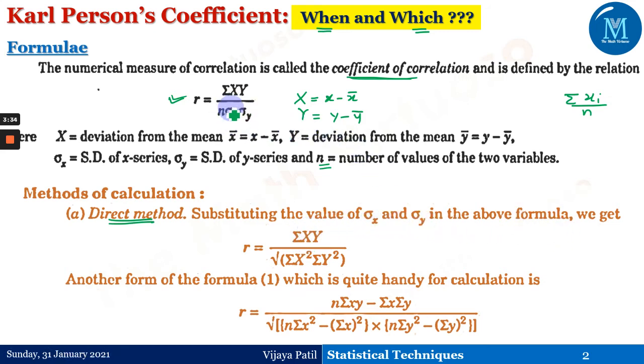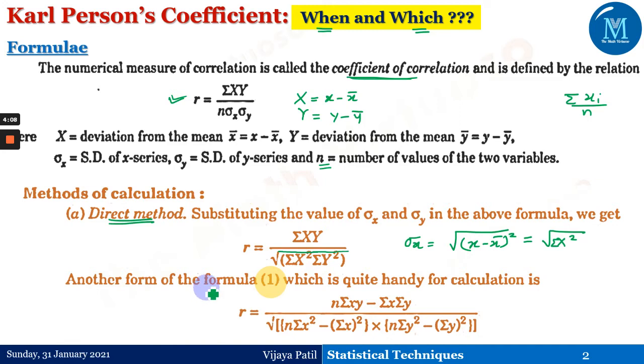So sigma x, that is the standard deviation, is nothing but the square root of summation of x square. But what is x? Sigma x is nothing but the square root of summation of (x minus x bar) whole square upon n, right? Because capital X is x minus x bar. Similarly sigma y, and so on. This is the complete square root sign, right?